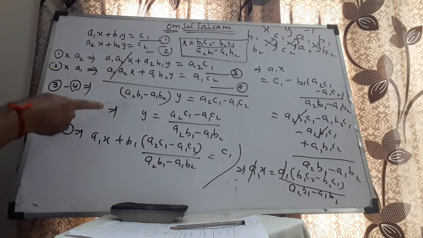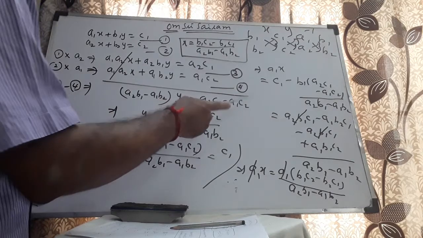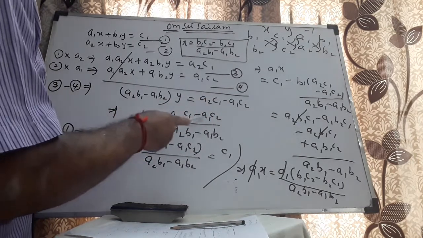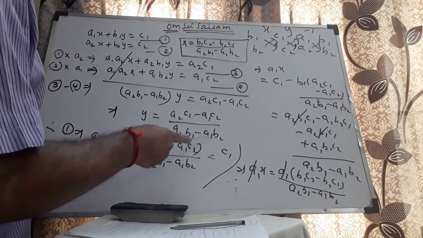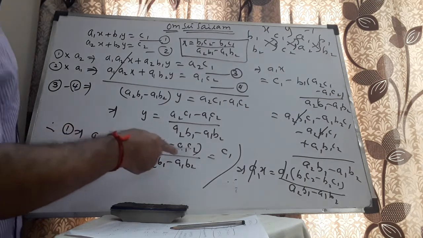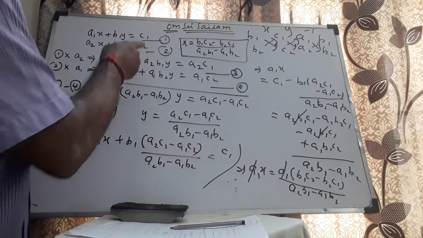a1 a2x minus a1 a2x will go off. Here I'll get a2 b1 minus a1 b2 times y will be equal to a2 c1 minus a1 c2. Therefore, y becomes automatically a2 c1 minus a1 c2 divided by a2 b1 minus a1 b2. Now substitute this in equation 1. a1x plus b1 into a2 c1 minus a1 c2 by a2 b1 minus a1 b2, which is equal to c1.